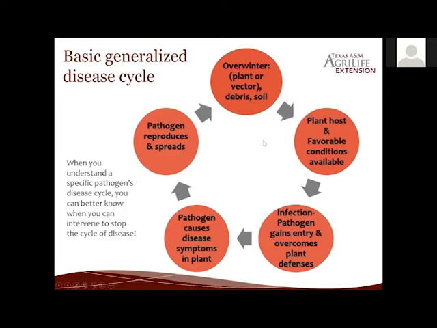Overwintering is kind of like a rest period for the pathogen. I like to call it overseasoning here in Texas because we don't really have winter. This can occur in plant material or an insect vector, and by plant material, I mean living plant material or old dead plant debris, in the soil itself, even in the absence of plant debris. So there's a lot of ways that it can overseason and have that kind of downtime period.